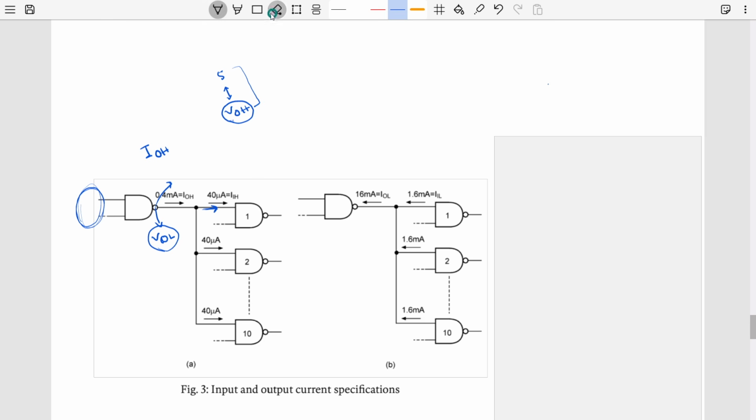And we will call that IOL, the maximum amount of current it can provide at that moment. Actually, again here also you will see that current direction is different. Whenever we have high voltage here, current will go in this direction, and whenever the voltage is low here, logic low, then current will go in this direction.